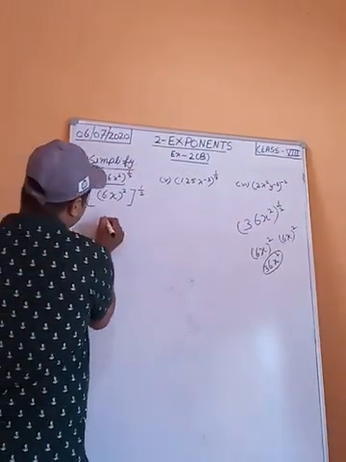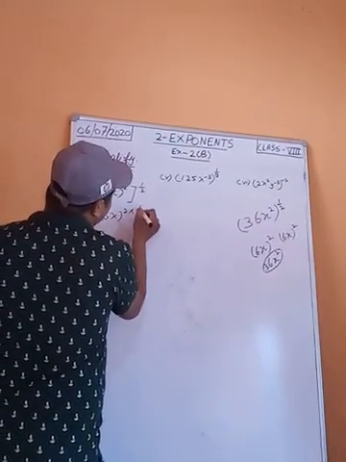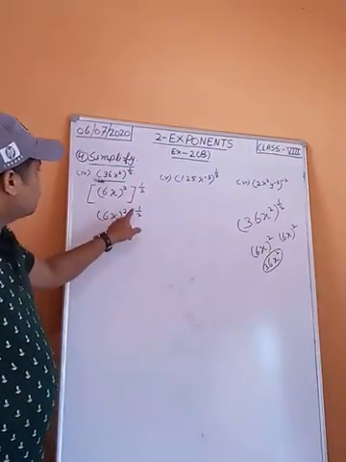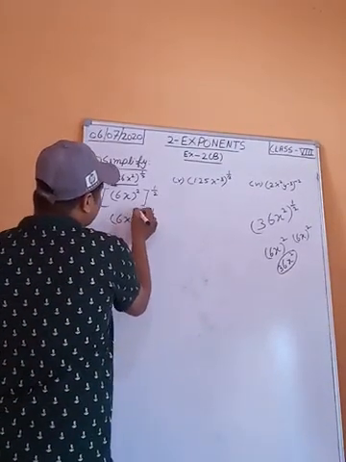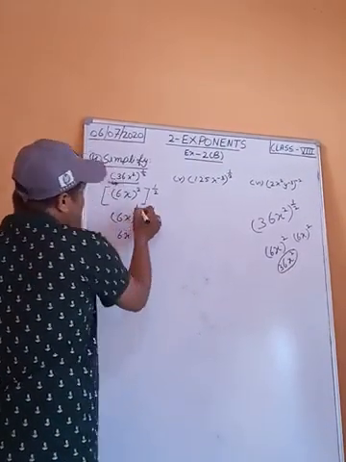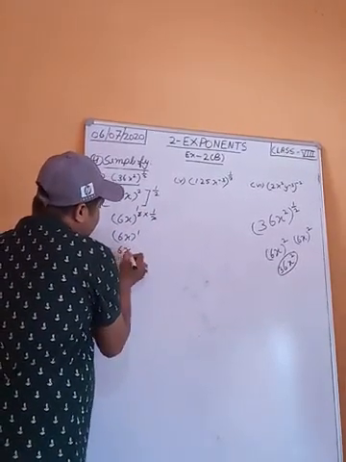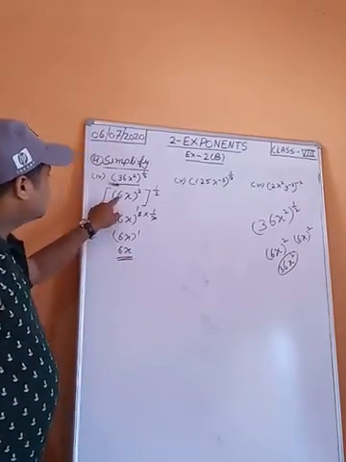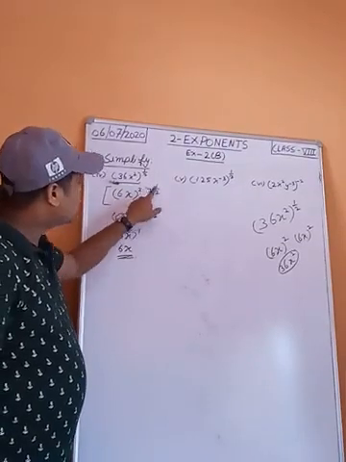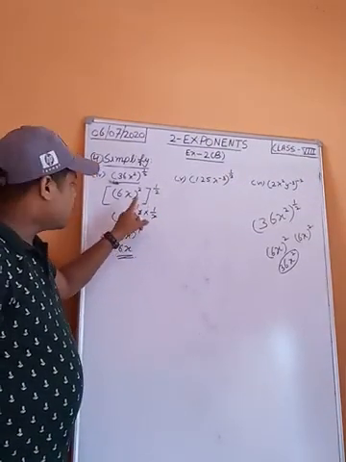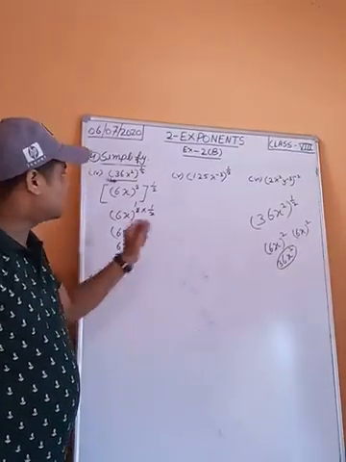So 6x whole square, 2 multiply 1 upon 2. So 2 1s are 2, 2 1 the 2. So 6x power 1, 1 1 the 1. 6x whole power 1. It means 6x. See, 6x whole square, then its power 1 upon 2. So 2 multiply 1 upon 2, so 6x power 1. So 6x. Next, fifth part.